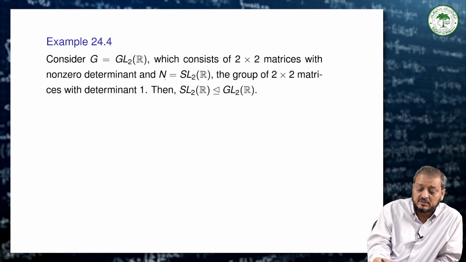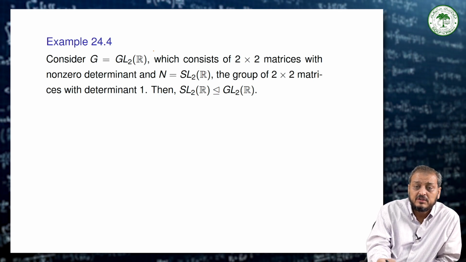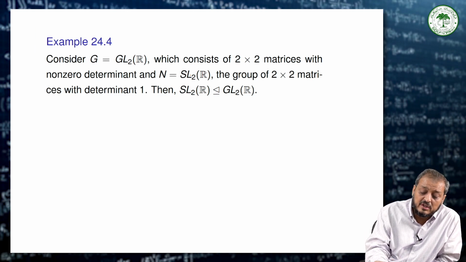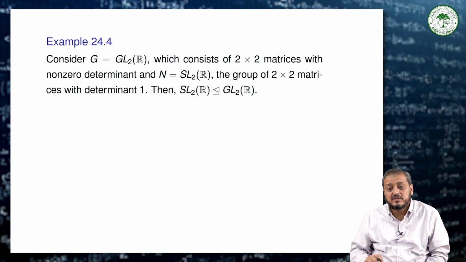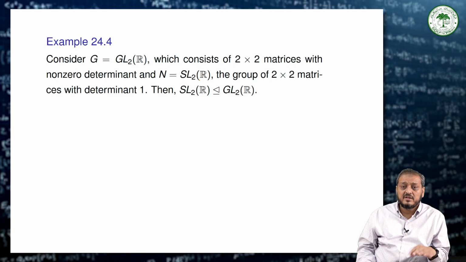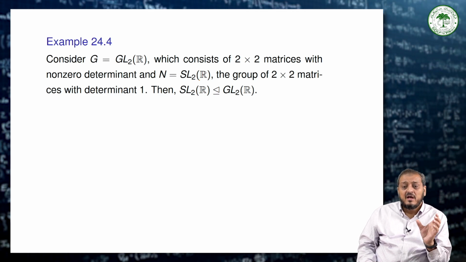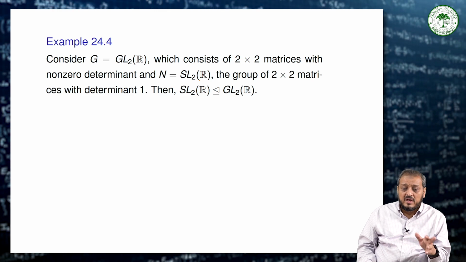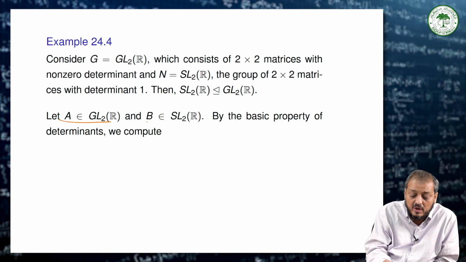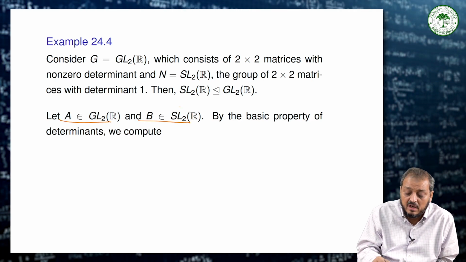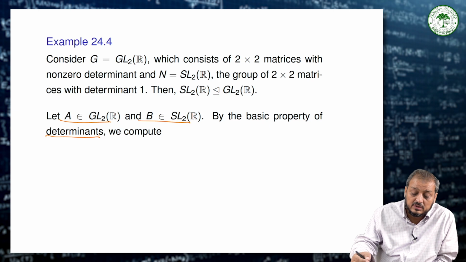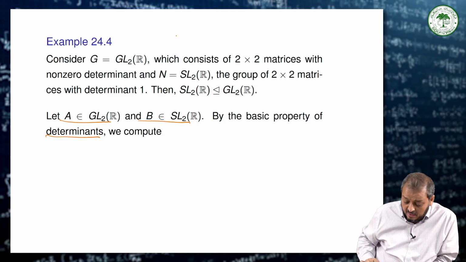SL2(R) is clearly, if we take all the elements A of G where determinant of A is not equal to 0, and in this case all the elements B of N where determinant is equal to 1. So we have to show that if we multiply by the left side and the right side, the left cosets and the right cosets of N in G coincide. So we say that A is an element of GL2 and B is an element of SL2. By the basic property of the determinant, we compute A B A inverse.